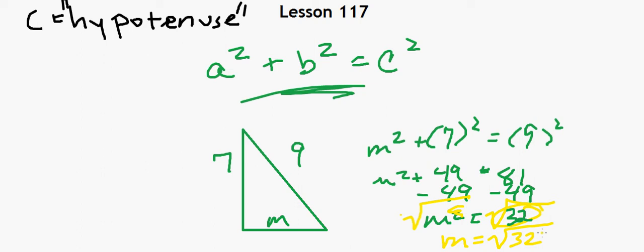Therefore, this side is worth whatever the square root of 32 is. That's the most exact way to write that. Don't try to turn it into a decimal. I'm talking to you, Josh. Don't bother with decimal points. Just call it square root of 32.